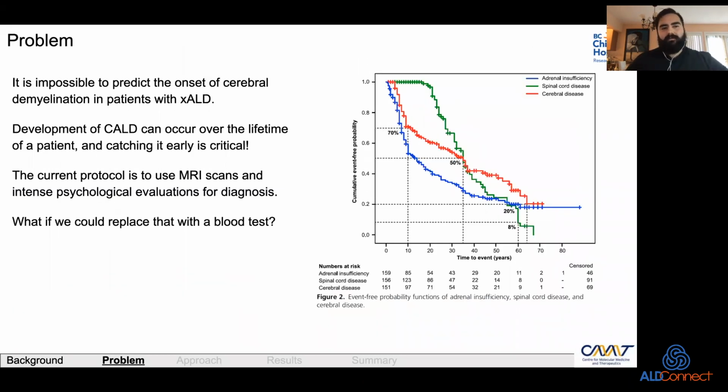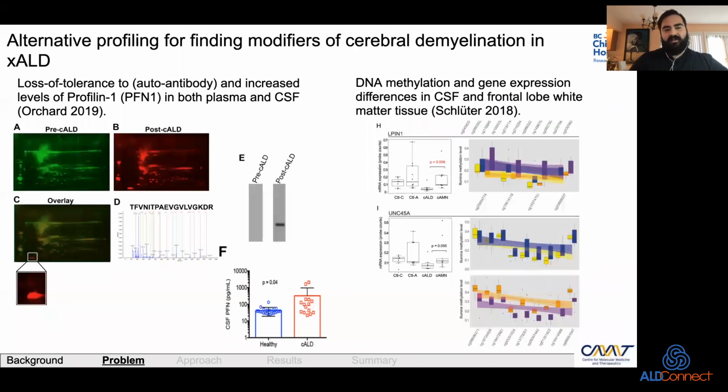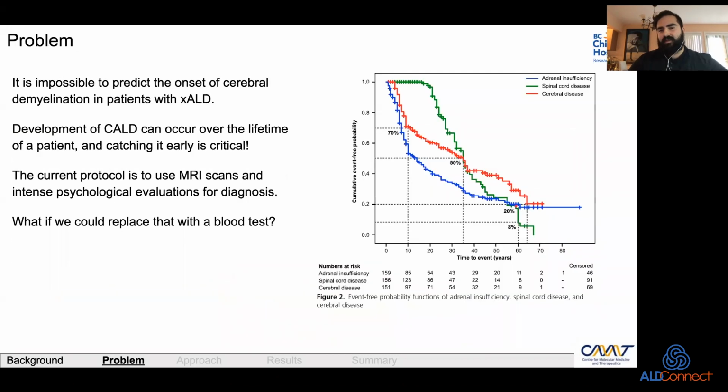So the problem that we're faced with is that even in spite of these previous results, these results indicate that there is only some portion of CALD patients which may show this phenotype, and the same for the genetic and the DNA methylation studies. So to date, it is unclear whether there is a single marker which can predict the development of cerebral demyelination in these patients.